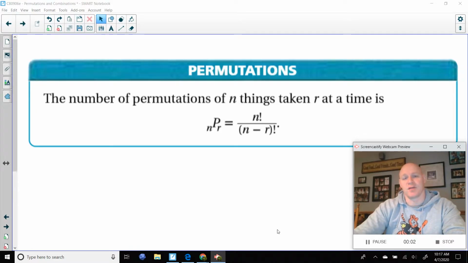All right, this next part of the lesson is going to be pretty easy. It's actually the easy part of the whole lesson. So what we're going to do now is talk about permutations. I already explained the fact that permutations are when order matters.